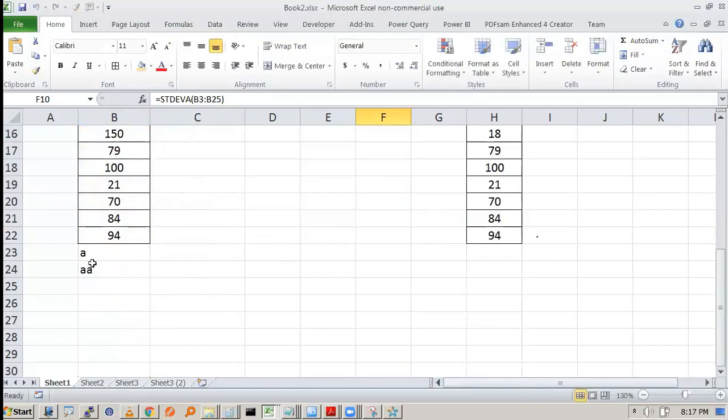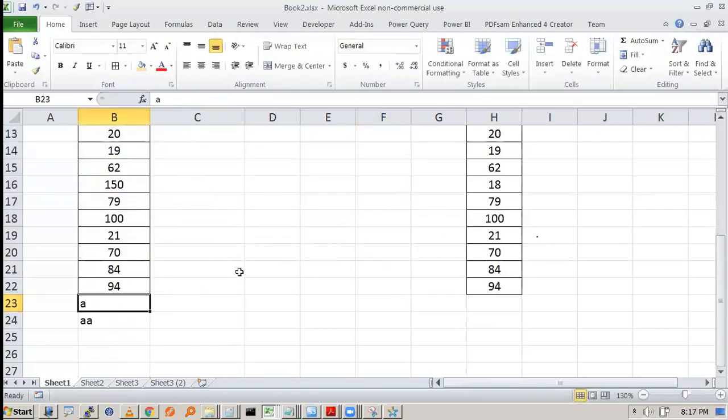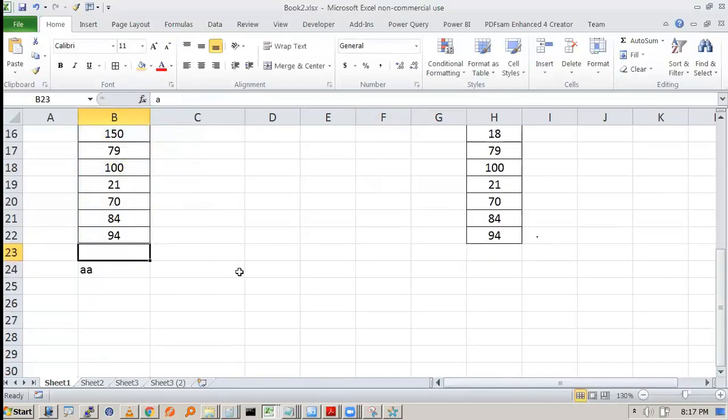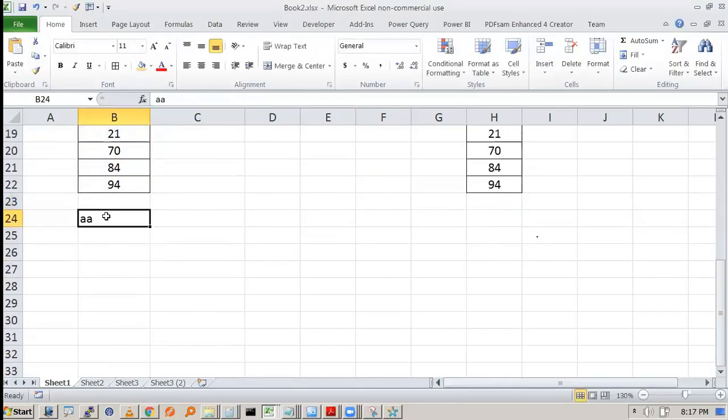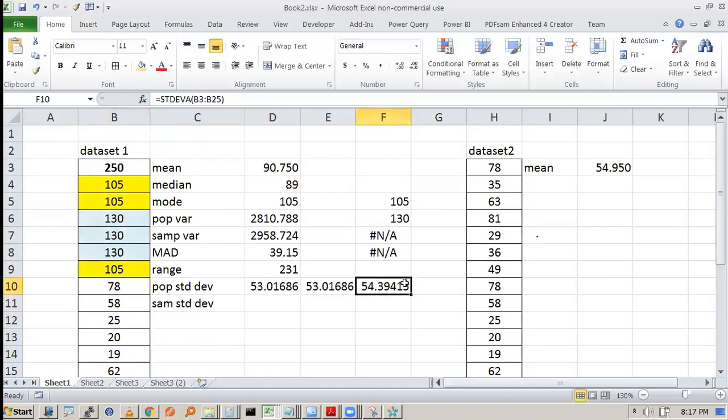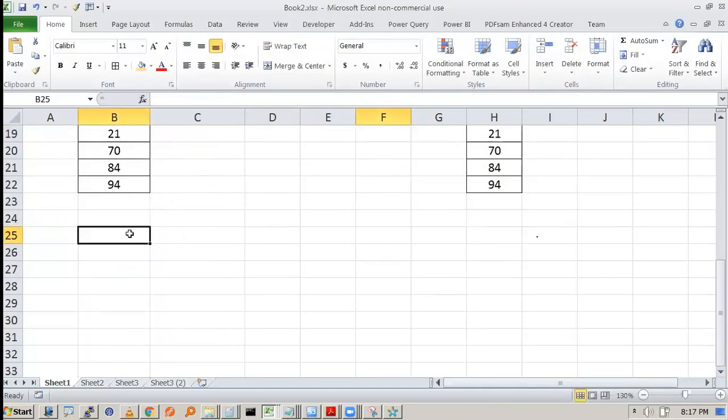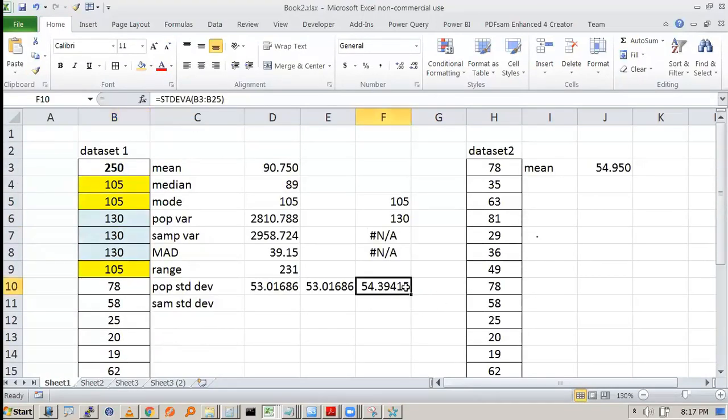Now we are not sure what this A stands for, right? So if I remove this A, what will happen? And if I remove this double A, what happens? We are not sure what exactly this computation is about, so we don't select this. As of now, this is not in our scope, so we are not covering it.